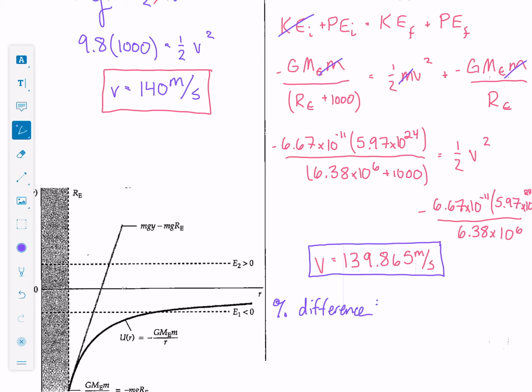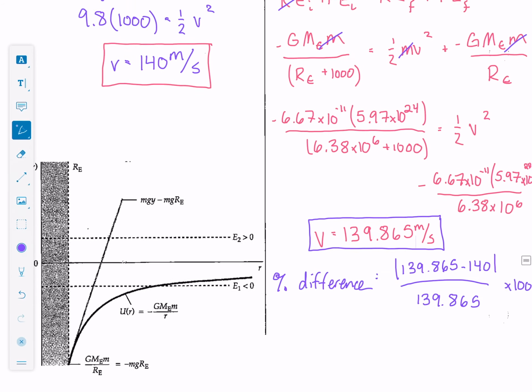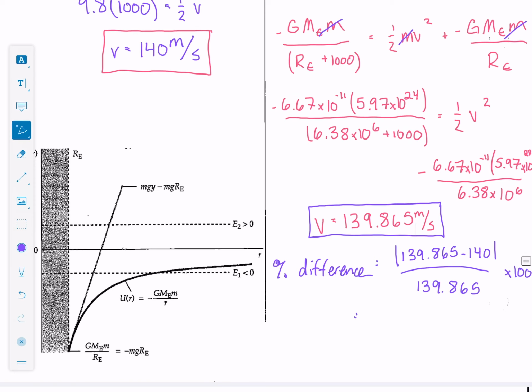We can say it's the absolute value of our 139.865 minus 140 divided by 139.865 times 100. So the percent difference here is actually 0.00096%. So it's a pretty good approximation, MGH.